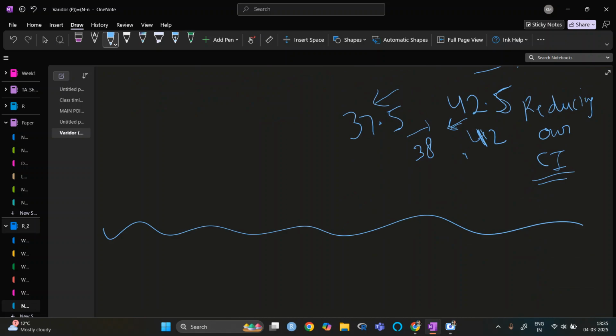So next we will do this sampling for the proportion and percentage in the R software.